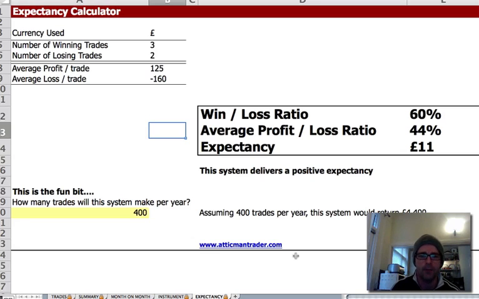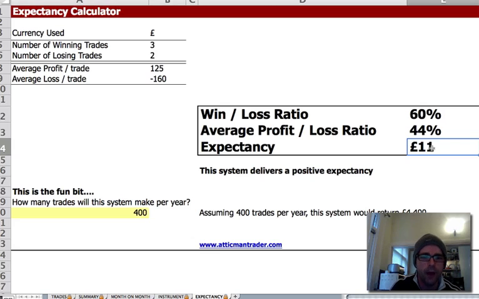Expectancy is effectively, in my opinion, the most useful measure of a system's profitability. It doesn't just look at win-loss ratios, it doesn't just look at average profit or loss per trade, but it combines the two of them in order to deliver a value that this system is expected to make on each trade over a period of time.